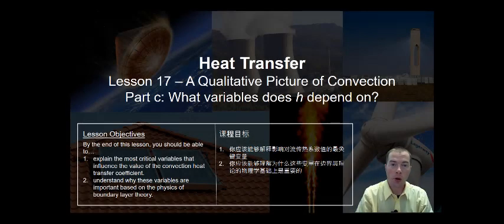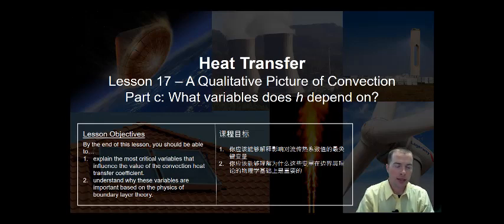This is the third part of the 17th lesson in heat transfer. In the 17th lesson, we have been developing a qualitative picture of convection heat transfer that will form the basis of how we interpret correlations for the convection heat transfer coefficients.